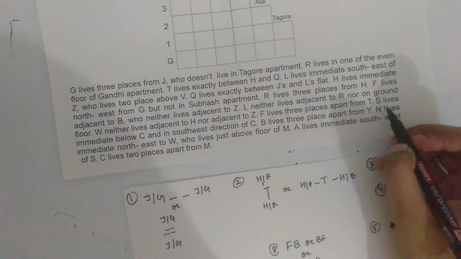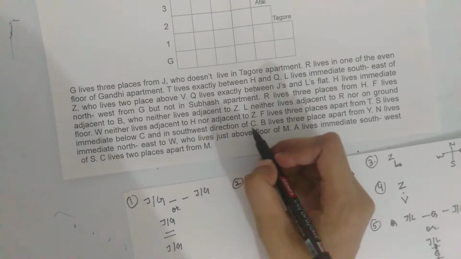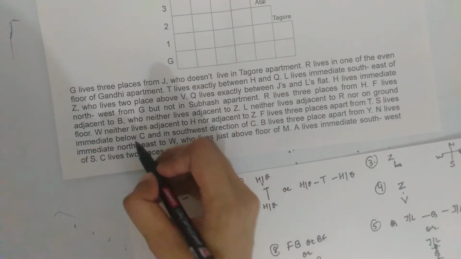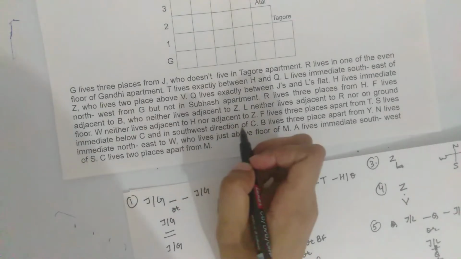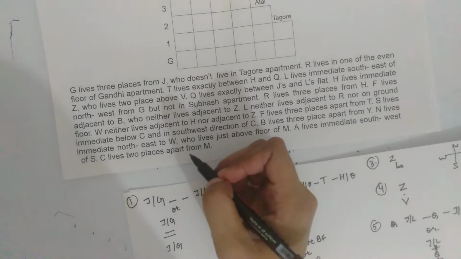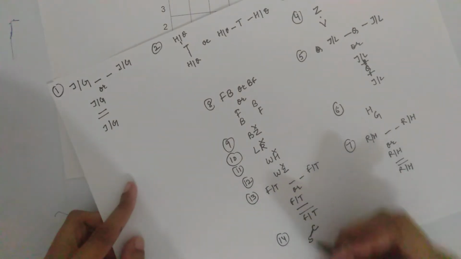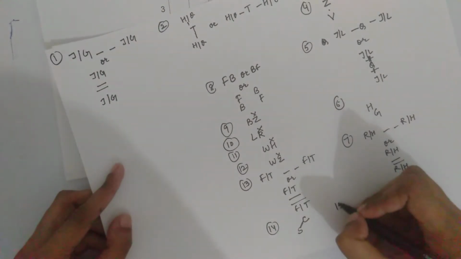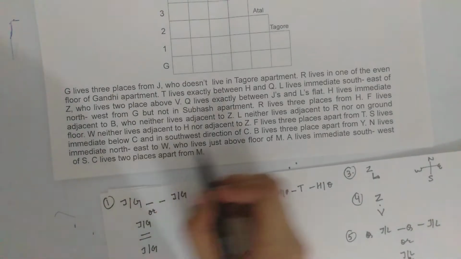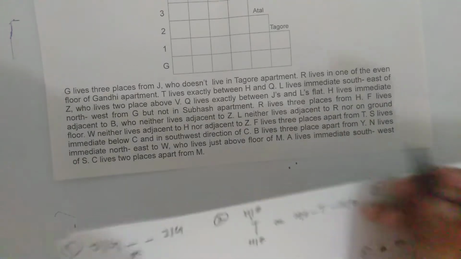Now see the next instruction. S lives immediate below C and in southwest direction of C. Now S lives below C, but here the keyword immediate is not written for the southwest direction of C. So it can be anywhere in the southwest direction. This is the southwest direction. See the next instruction. B lives 3 places apart from Y. It means B and Y will have 2 places between them.